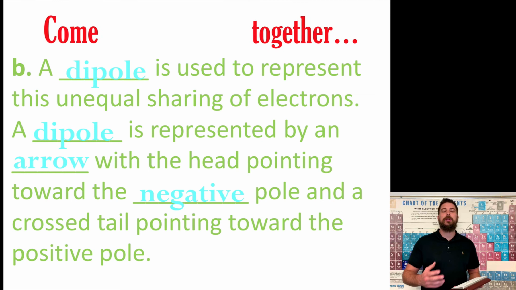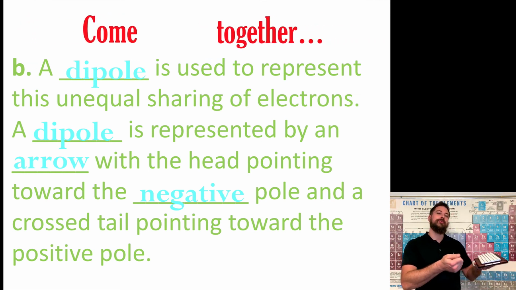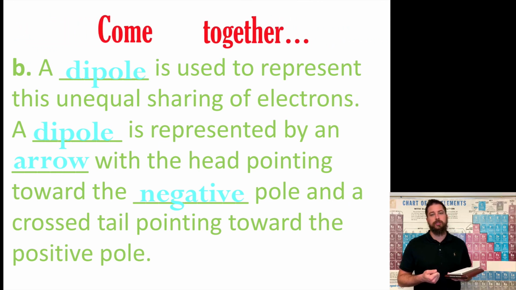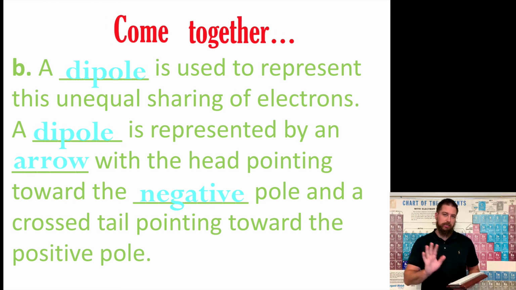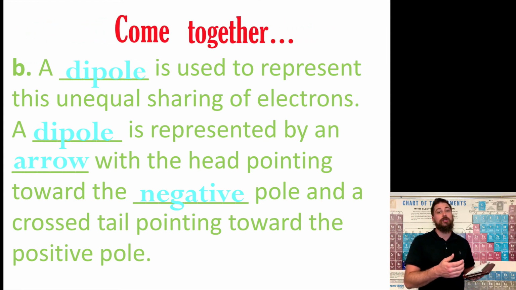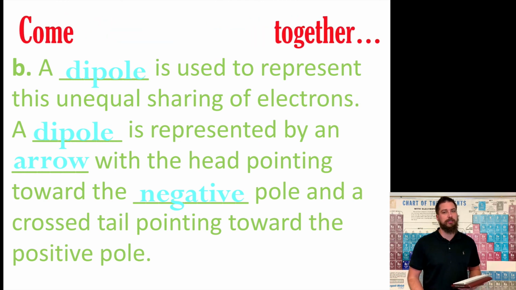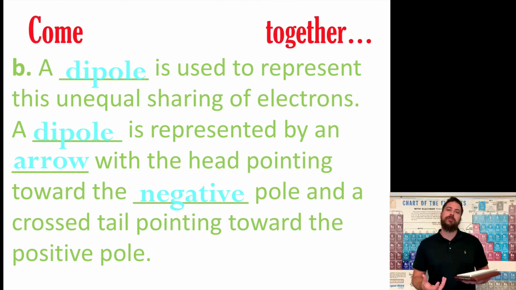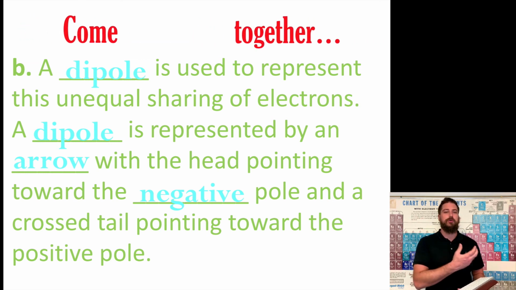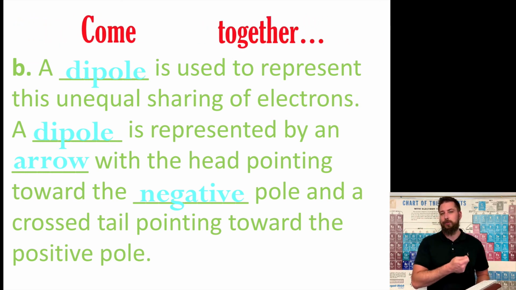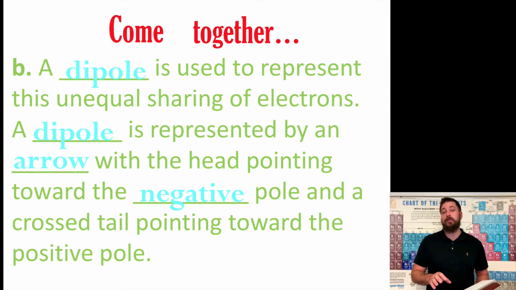And so what ends up happening is when an atom is pulling hard on those electrons, it's pulling those negative electrons closer to itself. That atom becomes partially negative, and the atom that has electrons being pulled away from it becomes partially positive. So you end up with a bond that has a partial negative side and a partial positive side, and we can represent that uneven sharing of electrons with a dipole.